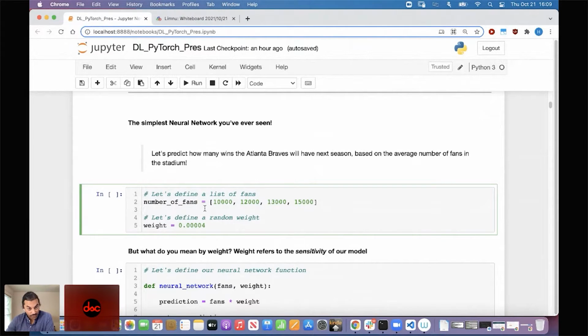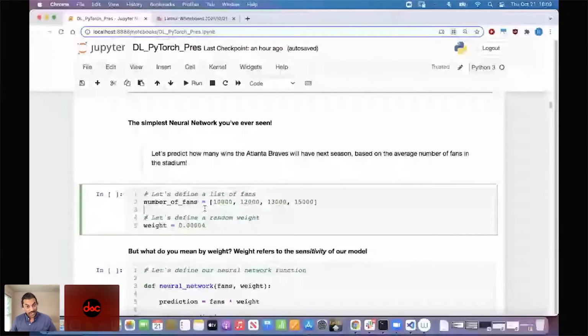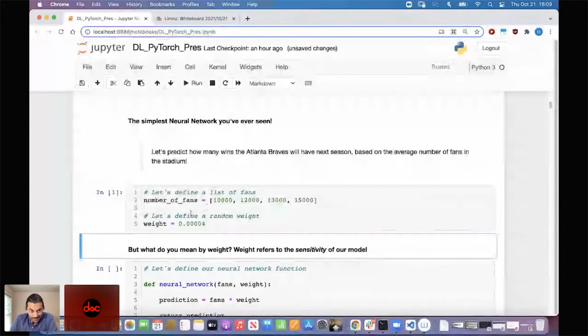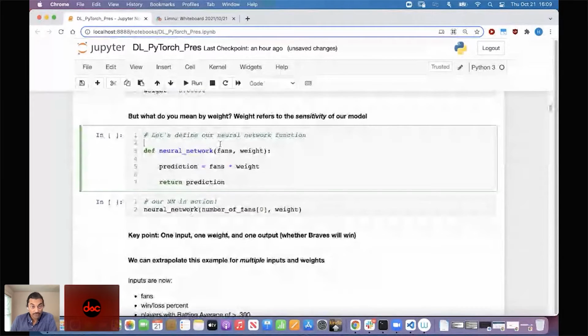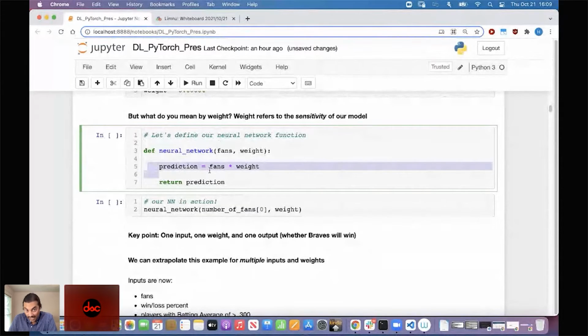We have a model that takes in a number of fans and with a weight is going to predict their winning percentage. Okay, so let's run this. Here we are going to define our neural network function, and our prediction is going to be based on the fans multiplied by the weight. Is everyone with me so far? Again, simple neural network.